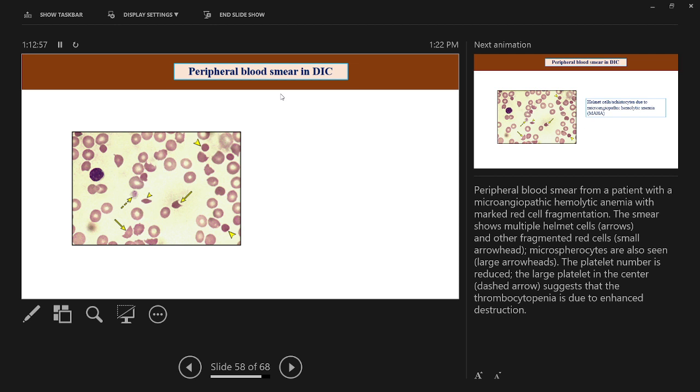This is the peripheral blood picture in DIC, where you can see helmet cells or schistocytes because of the microangiopathic hemolytic anemia. Dr. Vinayak, can you answer a question? In patients with these microangiopathic hemolytic anemias, they also have microthrombi, like in TTP and HUS, disseminated microthrombi. So how are those microthrombi different from those of DIC?